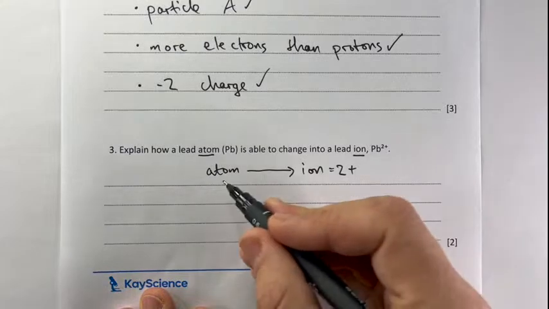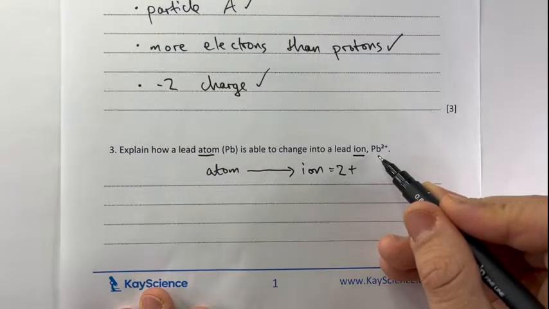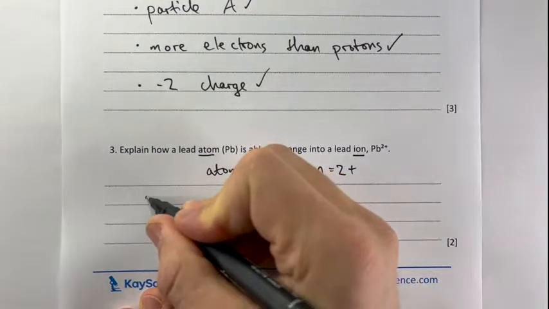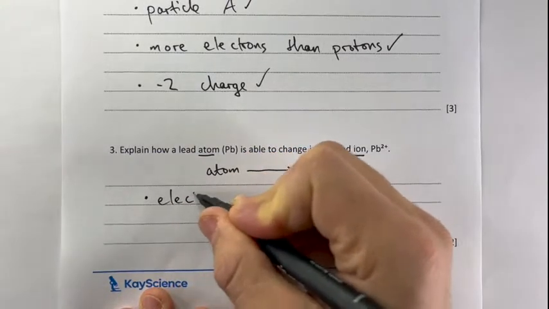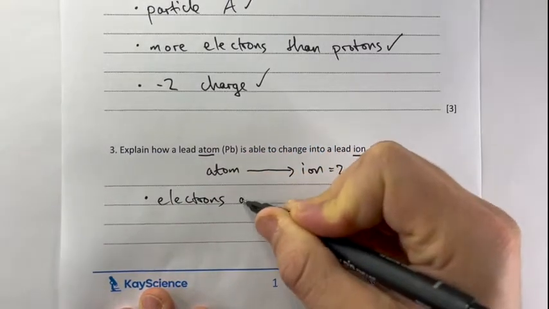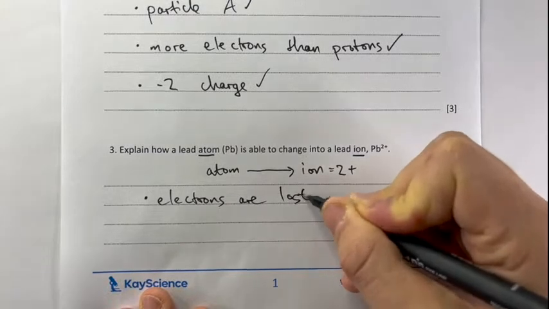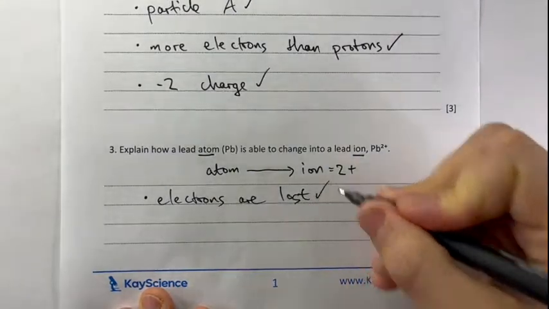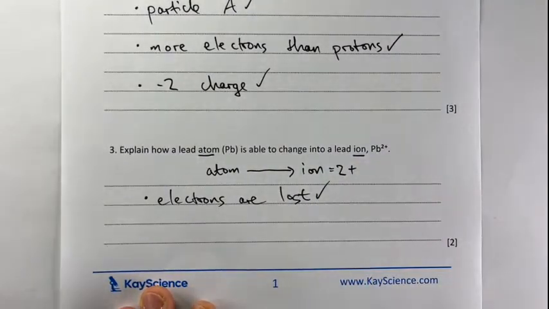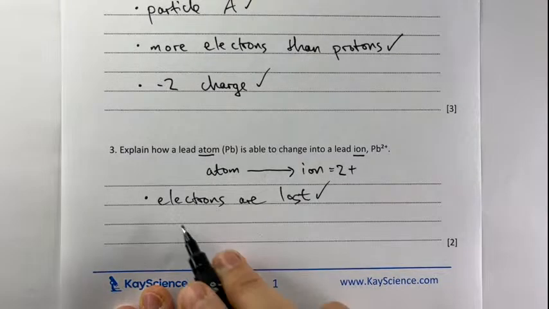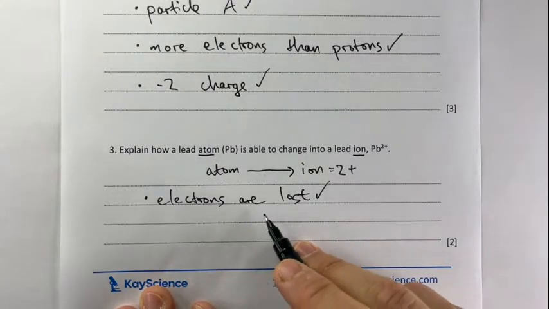We can see that when an atom becomes a positively charged ion or a cation, what happens is electrons are lost. You write that, that is 1 mark. Or the lead atom loses electrons. In whatever tense you're using, that is all you need to say.